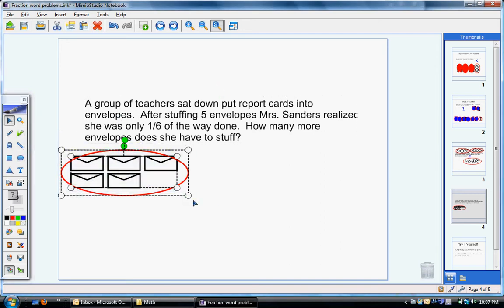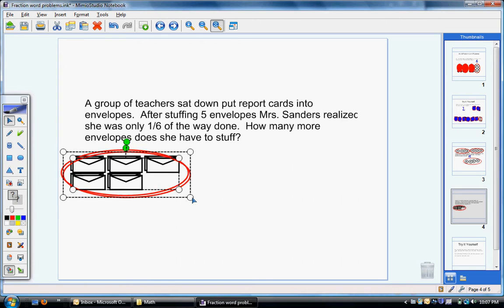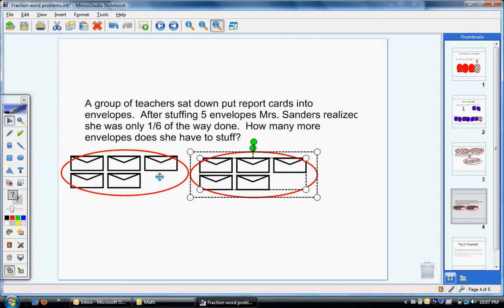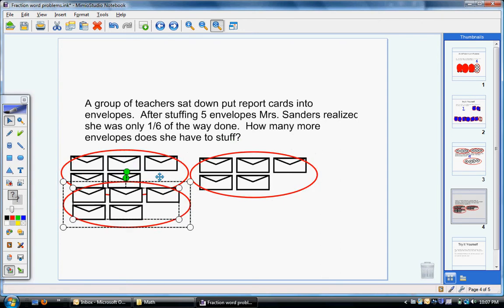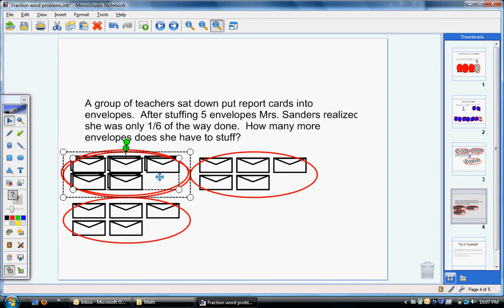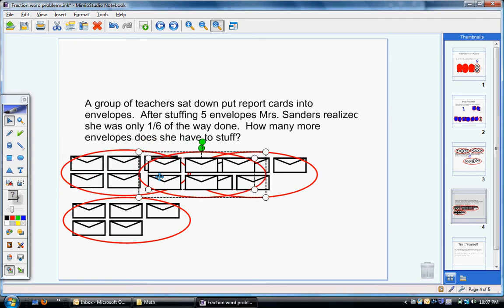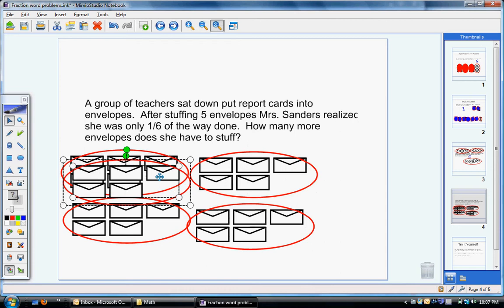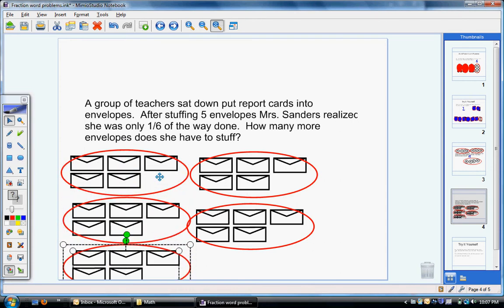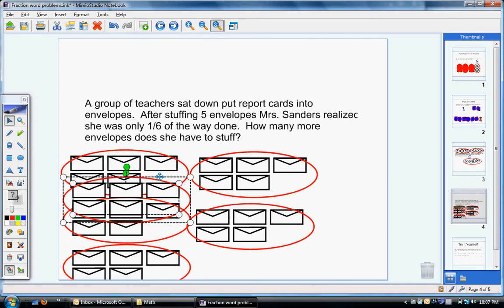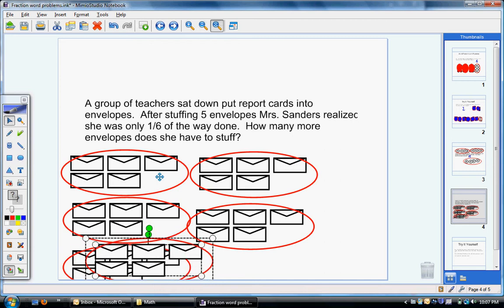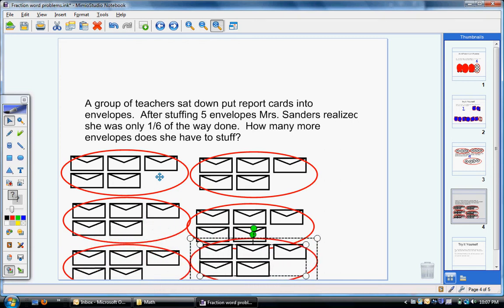So here is 1 group. Here would be another set. Another set. And another set. Another set. And another set. Now I can see I have 6 total groups.